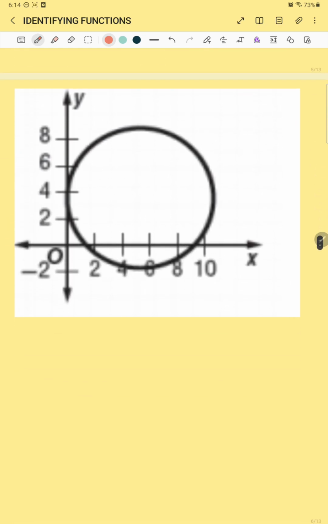Okay, now let's do the vertical line test. If I put a vertical line, it touches the graph at 2 points. So if a vertical line touches the graph at more than 1 point, it is not a function.